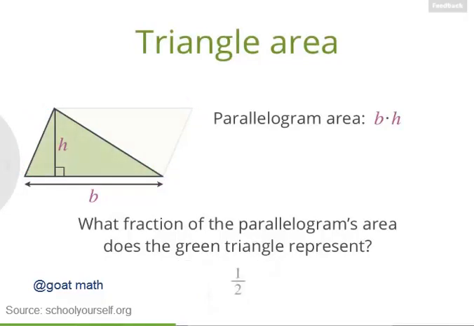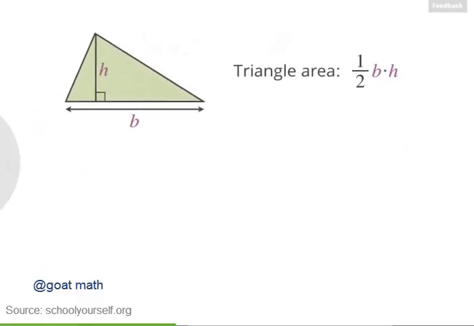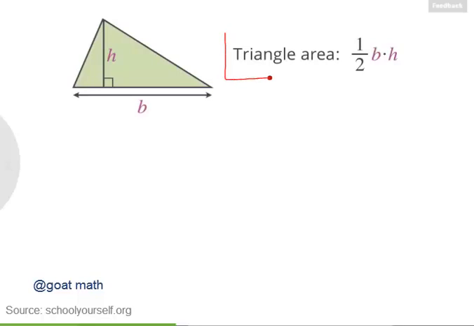Right. The green triangle represents half of the parallelogram. So the area of the triangle is 1/2 times b times h. And notice that just like in the parallelogram, b represents the length of the triangle's base and h represents the length of the triangle's height. So it turns out that for every triangle, the area is 1/2 times the base times the height. By the way, any line like this one here that connects one corner of a triangle to the opposite side and is perpendicular to that side is called an altitude.